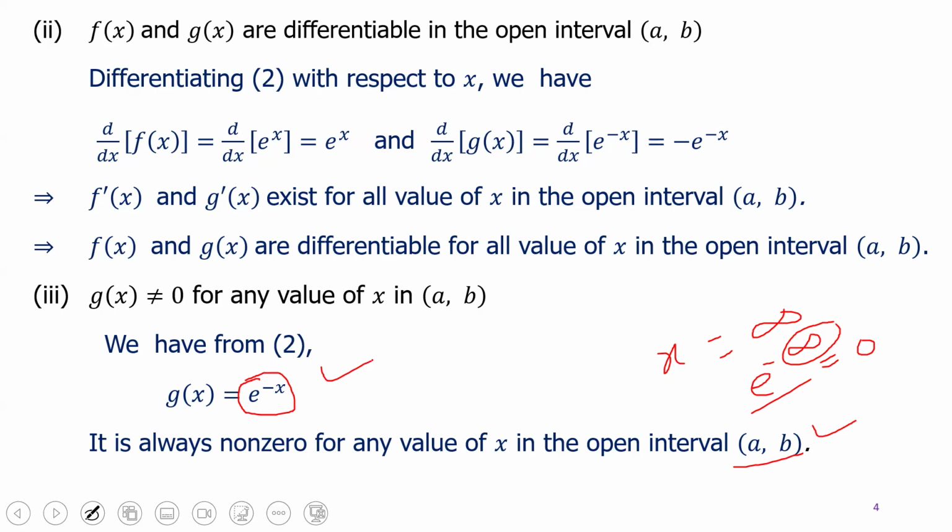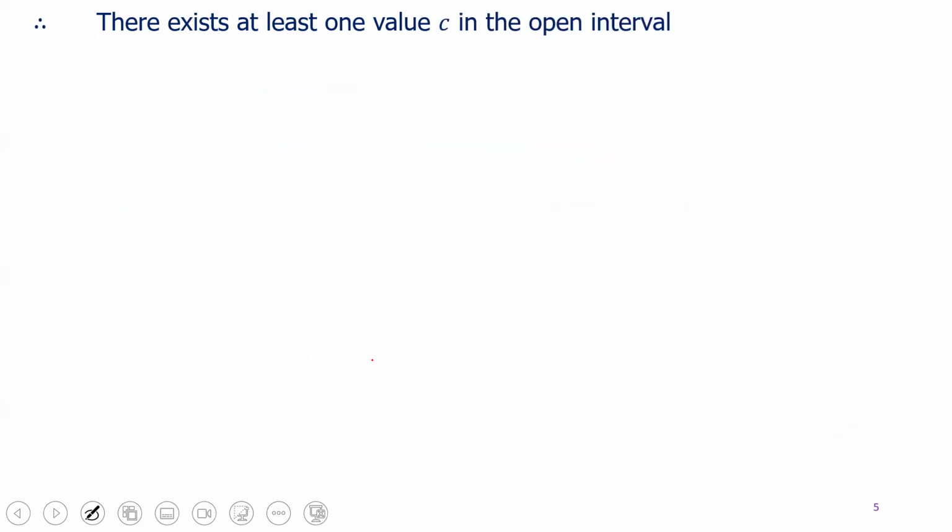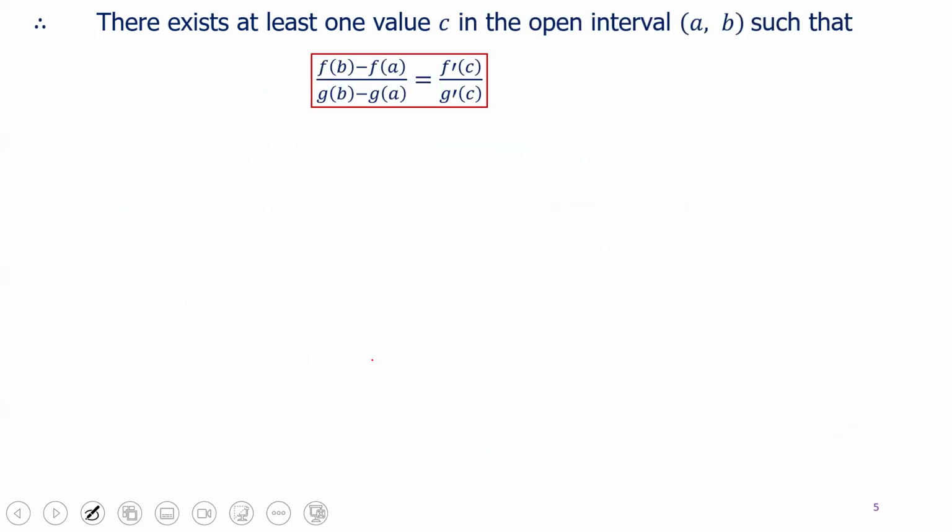So since all three conditions of Cauchy's mean value theorem are satisfied by the given two functions, there exists at least one value c in the open interval (a, b) such that f of b minus f of a divided by g of b minus g of a is equal to f dash of c divided by g dash of c. Now f of b is e to the power b, f of a is e to the power a, g of b is e to the power minus b, g of a is e to the power minus a, and f dash of c is e to the power c, g dash of c is minus e to the power minus c.